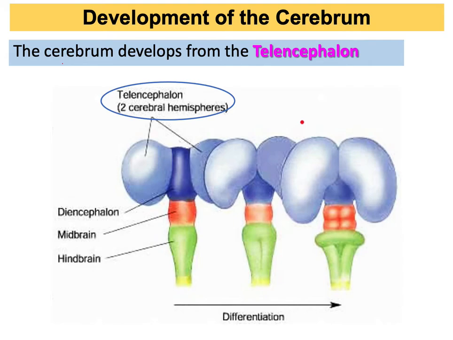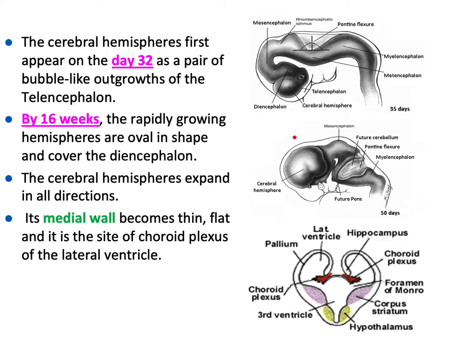Now let me reiterate that the two cerebral hemispheres will develop from the telencephalon, right? At about 32 days, or about the fourth or fifth week of development, the cerebral hemispheres appear like bud-like outgrowths. You are looking at the lateral side of the embryo, and this is the cerebral hemisphere that will become the cerebral hemisphere, a budlike outgrowth. And later, with development at 16 weeks, the cerebral hemispheres become larger and oval. They increase in size, become oval in shape, and almost cover the diencephalon.